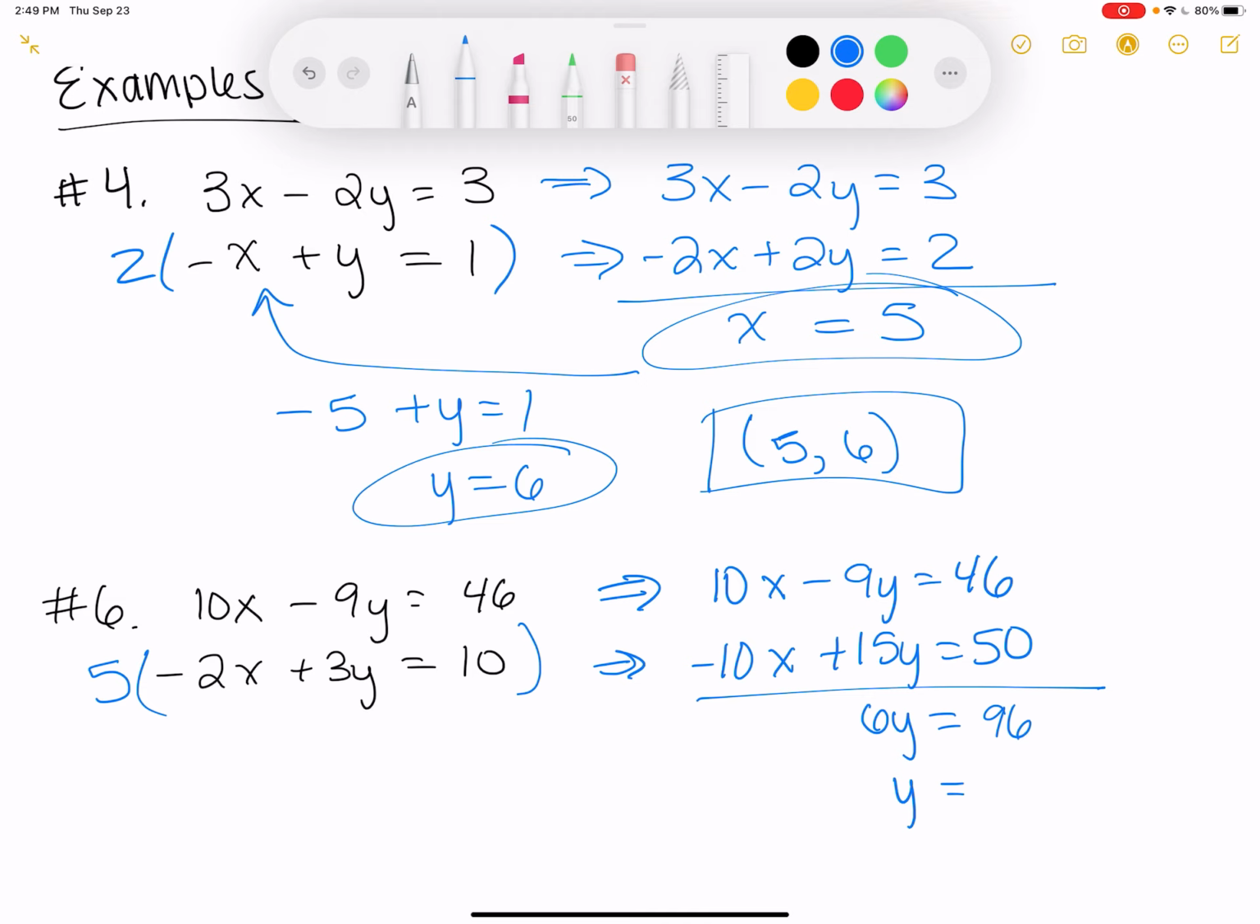Somebody do that and tell me what it is. I don't feel like doing it in my head. 16.